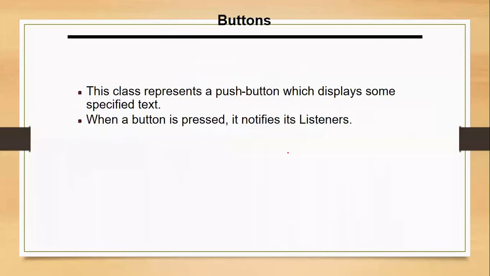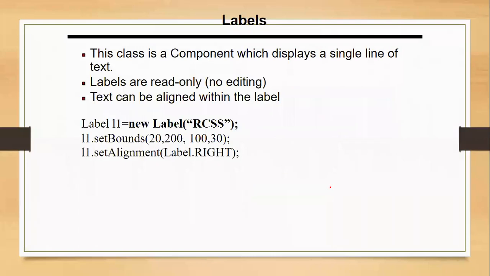Next, we will learn about something called buttons, how to create buttons in Java. I need not tell you what a button is. Things which you push and an action happens, you call it a button. Whenever a button is pressed, it notifies a concept called listeners. What is a listener? We will learn it after some time. Anyway, you will first learn how to create buttons into your frames.